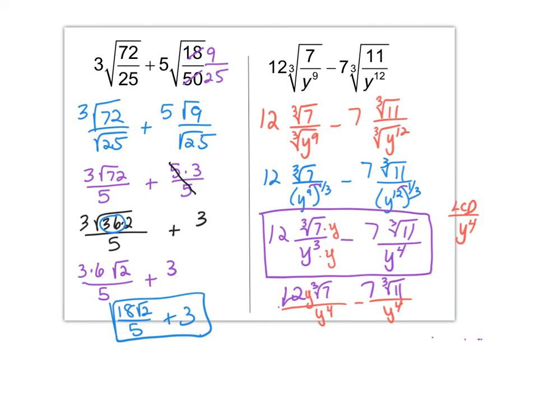Now we can write this as a single rational expression. Because we have a common denominator, we can add or subtract the numerators. So our expression becomes 12y times the cubed root of 7 minus 7 times the cubed root of 11 in the numerator, all over the common denominator of y to the fourth.